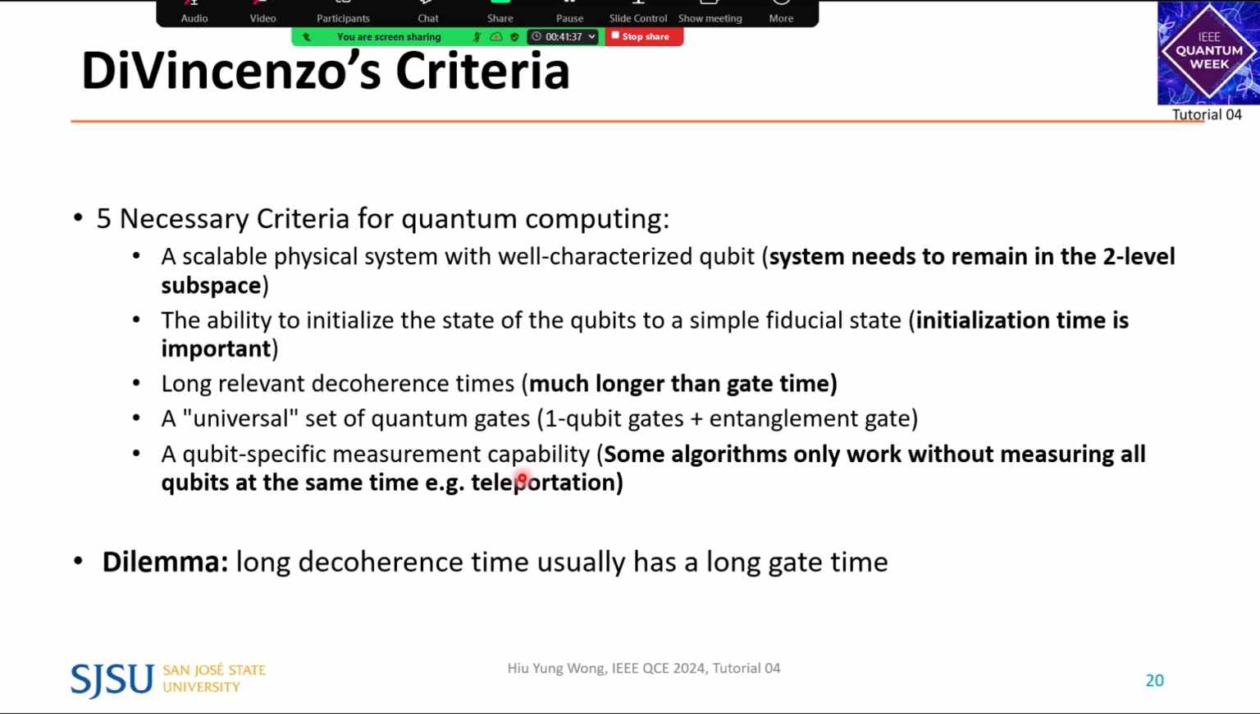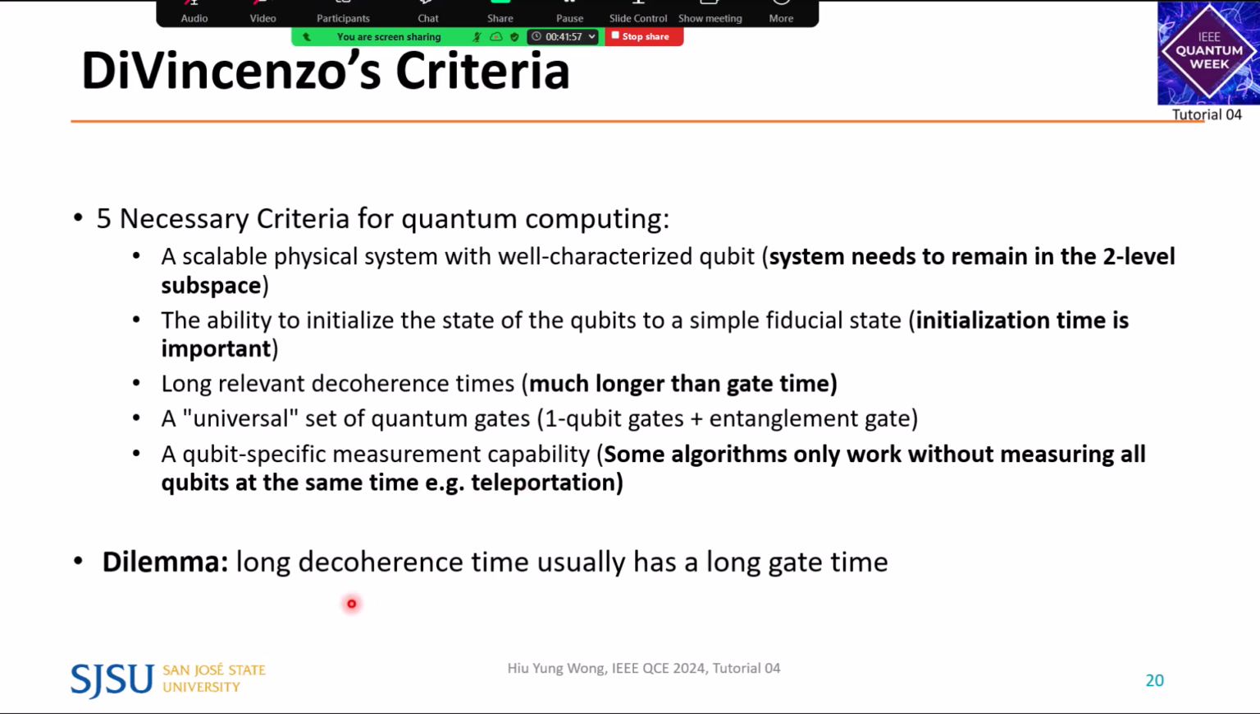You should be able to measure it and also selectively measure it. It's very important. You cannot say when I measure, all the qubits collapse. Because there are, again, many algorithms, you need to selectively measure a certain qubit, and based on the result, you decide what to do in the next step. For example, in quantum teleportation, okay?